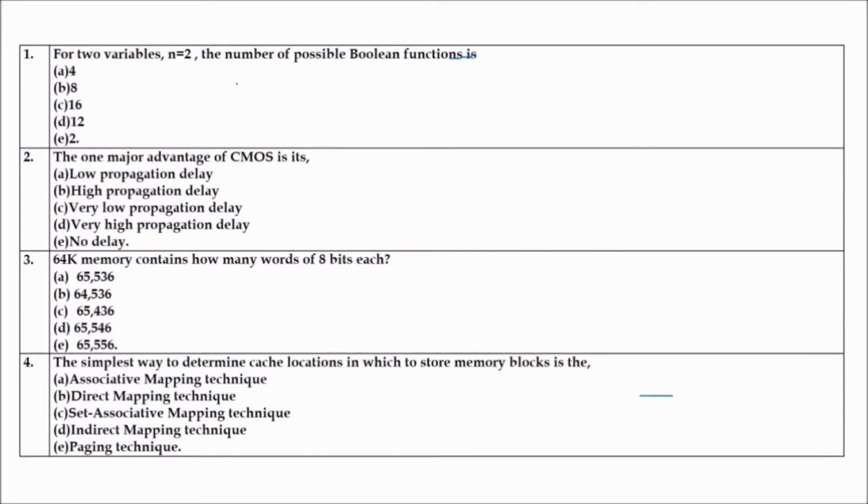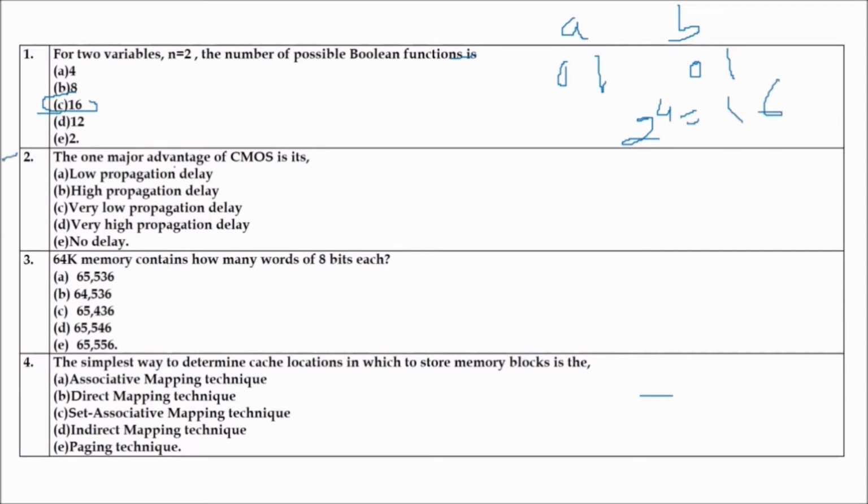The AND and OR functions are only two of the 16 possible functions found with two binary variables. So, for two variables n equal to 2, the number of possible Boolean functions is 16. How? Because we have two variables, say variable A and variable B. A can take value 0 or 1, B can take value 0 or 1, so there are 4 input combinations. What all combinations can be made? This is 16. So the answer is 16.